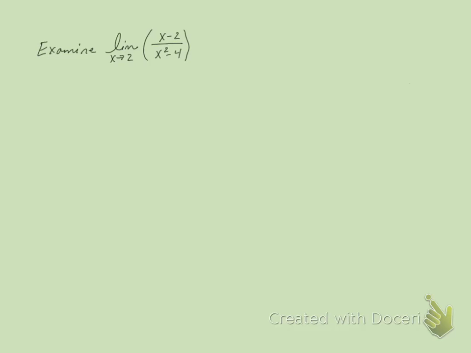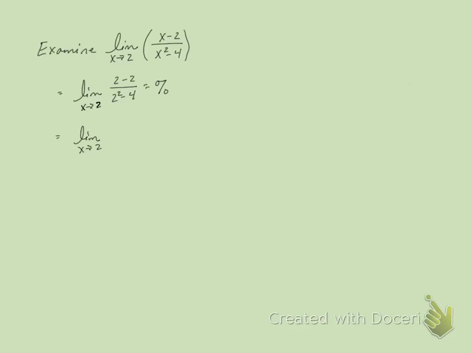So let's start off with this problem. I've got the limit as x approaches 2 of (x minus 2) over (x squared minus 4). And this is something that we would have seen in Unit 1. When we use direct substitution, we're going to get that indeterminate form of 0 over 0. So in Unit 1, we learned a few techniques like factoring, multiplying by a conjugate, or finding a common denominator that allowed us to deal with this indeterminate form.